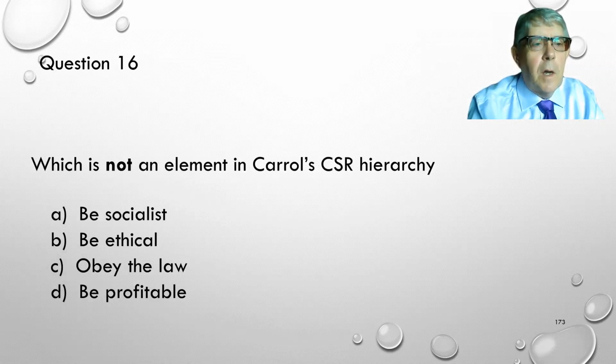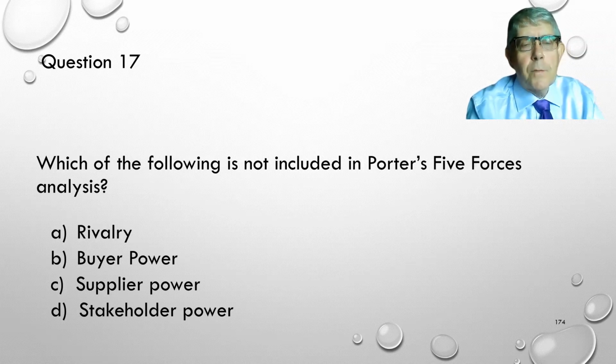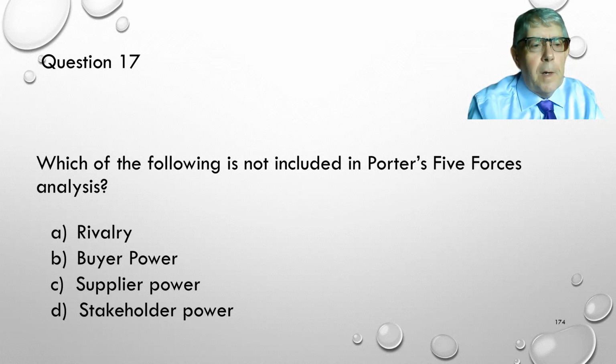Question 16. Which is not an element of Carroll's CSR hierarchy? A, be socialist. B, be ethical. C, obey the law. Or D, be profitable. Question 17. Which of the following is not included in Porter's 5 forces analysis? A, rivalry. B, buyer power. C, supplier power. Or D, stakeholder power.